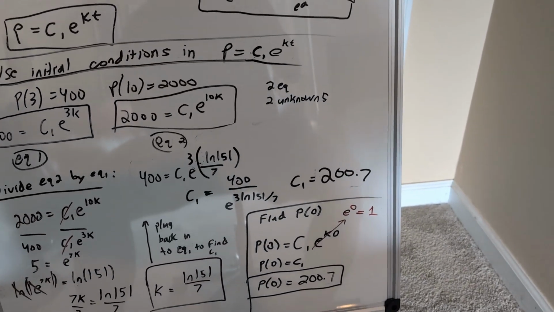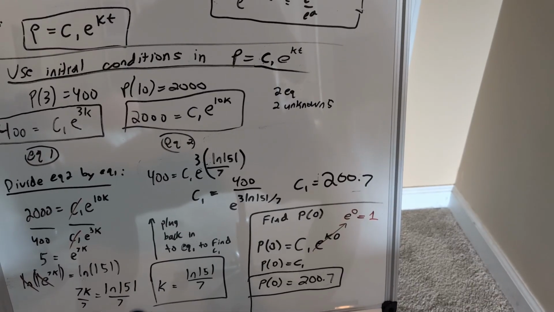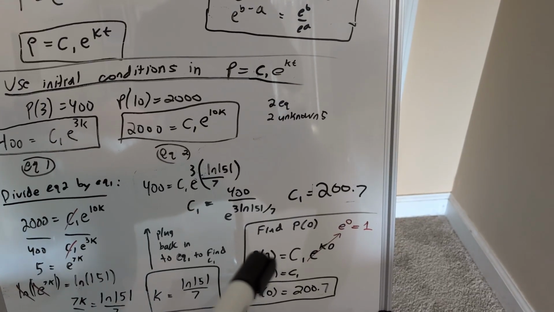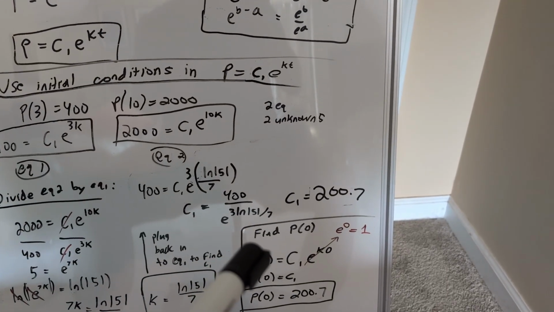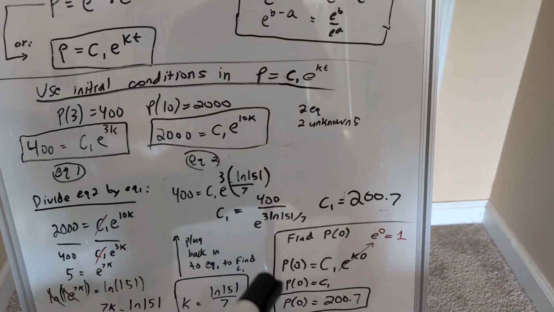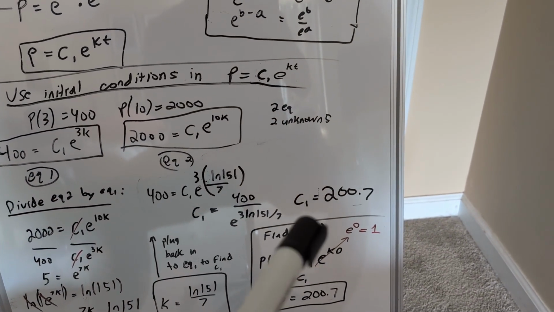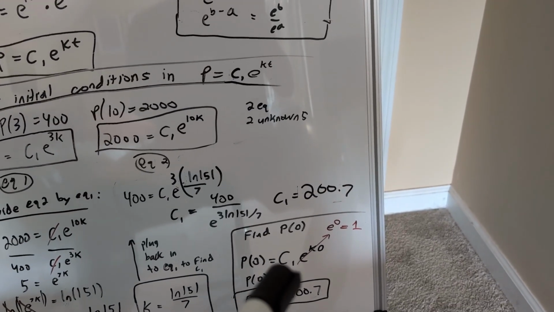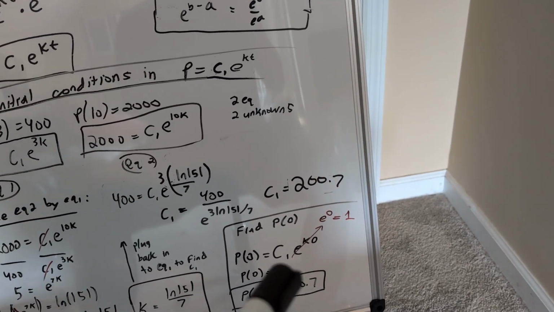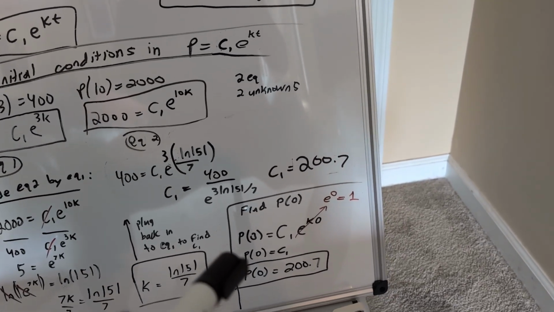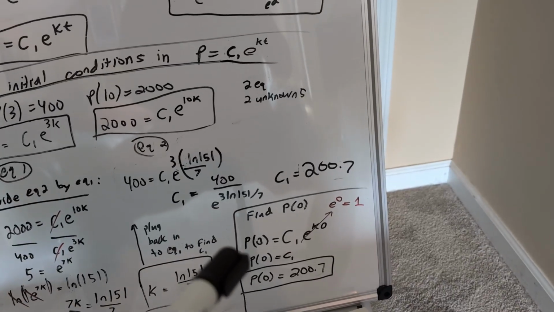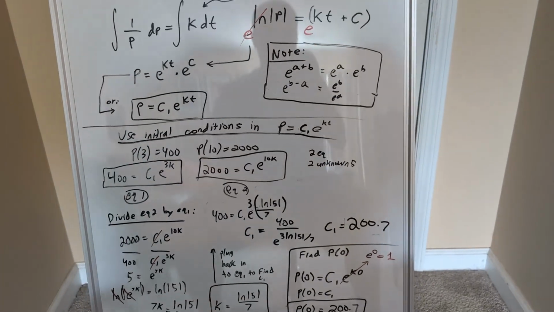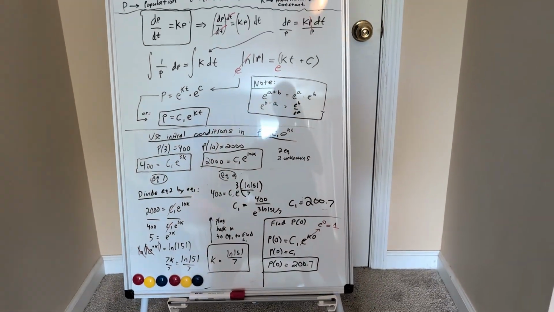Now we could do what the problem's been asking for and find the initial population, or P at time equals 0 hours. So we have our C1, we have our K, we're ready to do this. Once again, using our general solution, we have P0 equals C1 times e to the K at time equals 0. So T is 0, meaning that e to the K times 0 will be e to the 0, which becomes 1. So that term essentially goes away completely. So we're left with P at 0 is just equal to C1, which we just found. So the initial population is equal to 200.7.